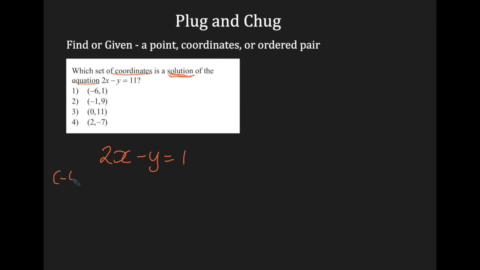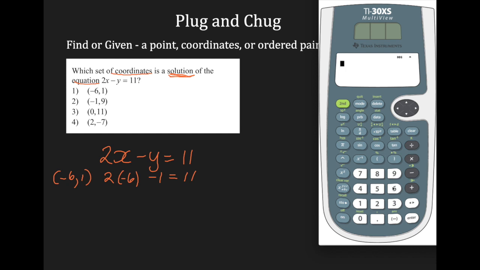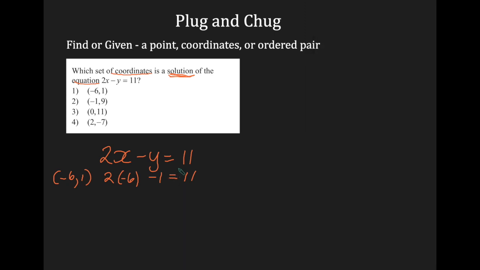If we start with (-6, 1), that's 2 times -6, and I'm taking away 1, and I'm hoping to get 11. I'm going to use my calculator to help me out. In the calculator, I'm going to put in how I actually wrote it on my scrap paper. When I hit enter, I get -13. So it does not equate. So my answer is not the first one.